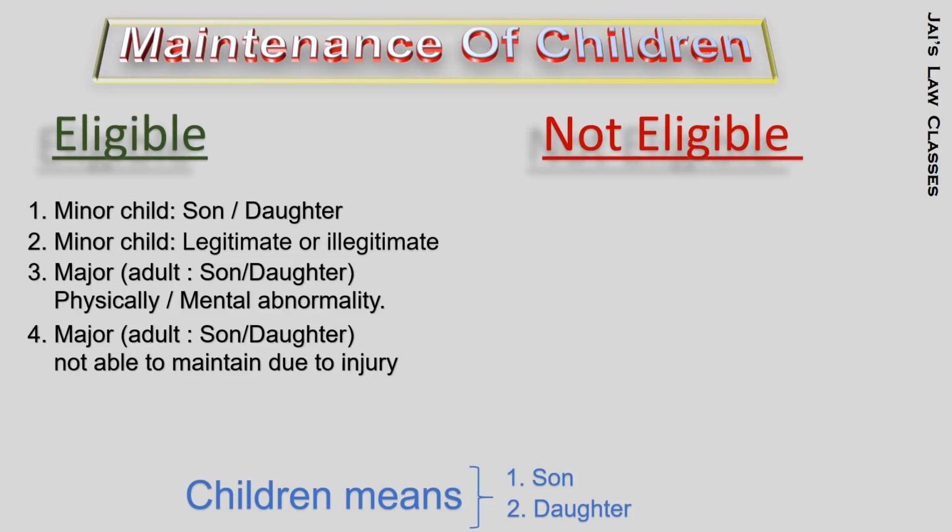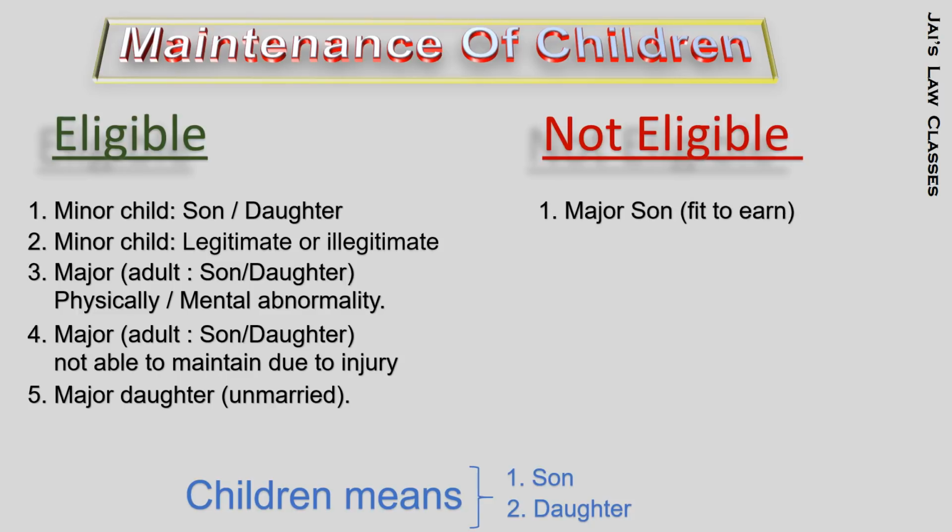4. Major son or a daughter, that is adult son or a daughter, if they are not able to maintain themselves due to injury, due to some physical incapability. 5th, major daughter if she is unmarried. Now let's check who are not eligible. 1. Major son if he is fit to earn. Number 2. A married daughter. Over here, a condition is also that married daughter's husband must be capable of earning.